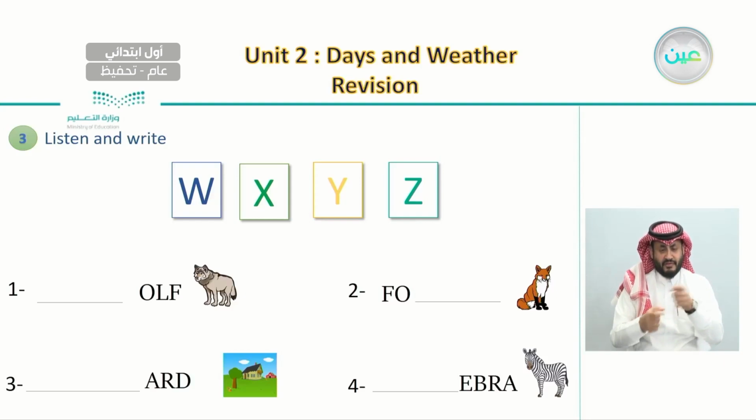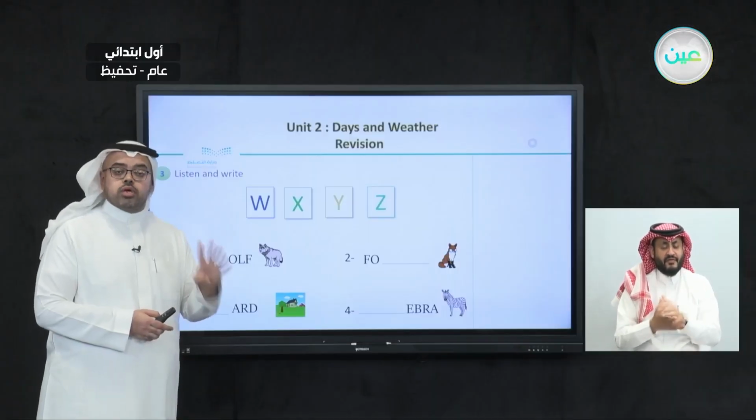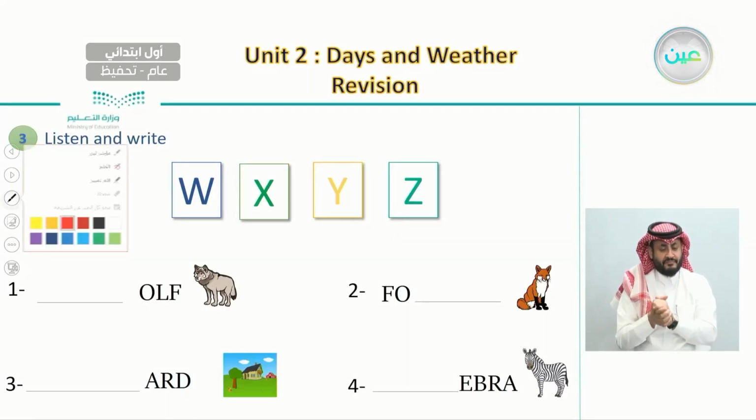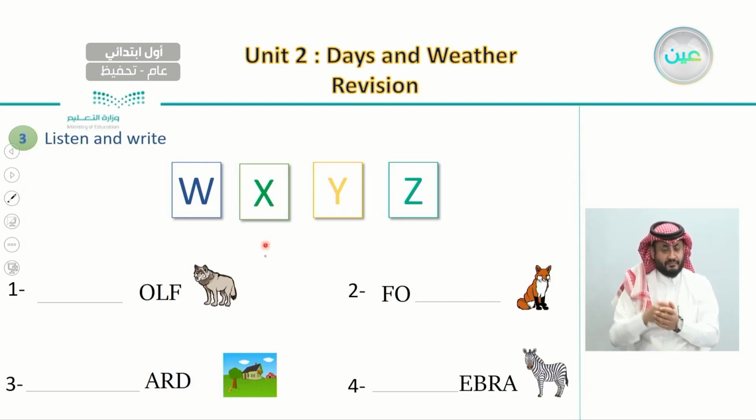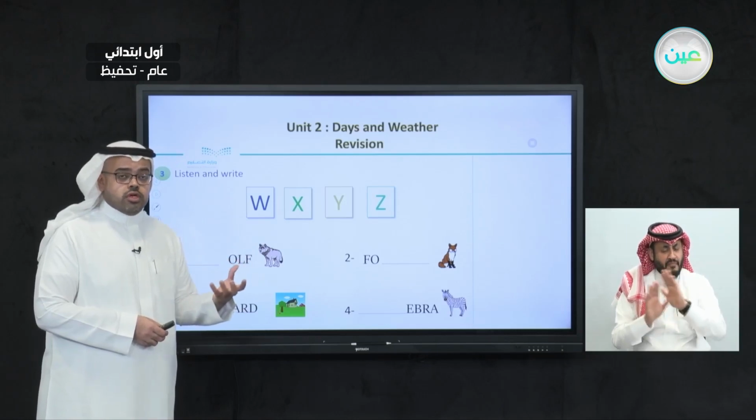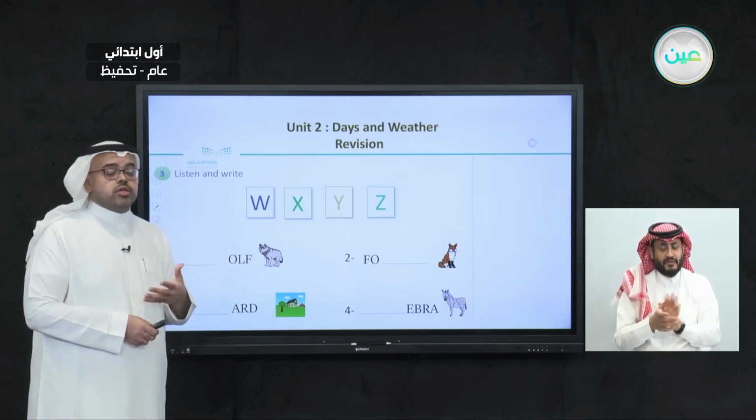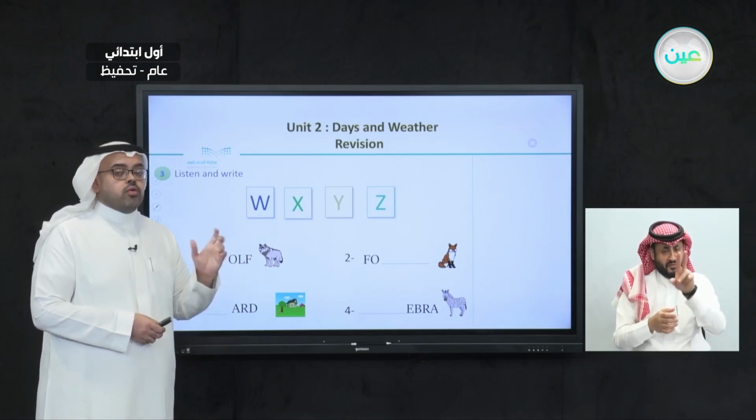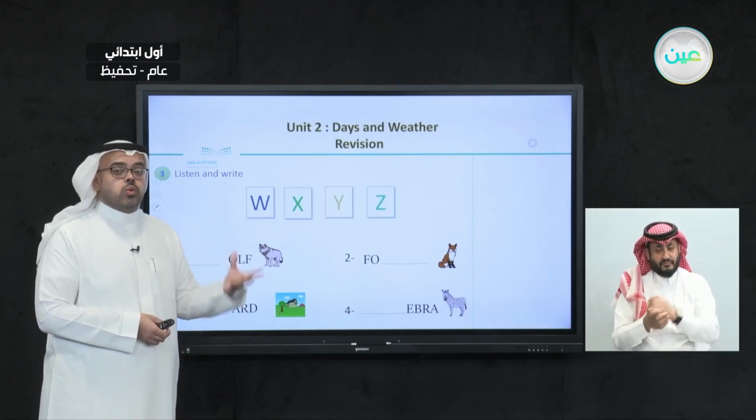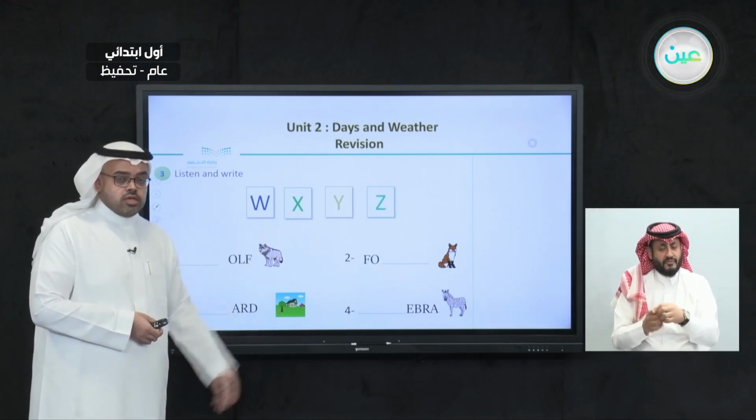Quick revision of our last lesson. In our last lesson, we did practice 4 important letters. These letters were letter W, letter X, letter Y and letter Z. We said that it's not only important that we make the sound of these 4 letters, but also that we can trace them, know how to write them, and write words starting with these letters.